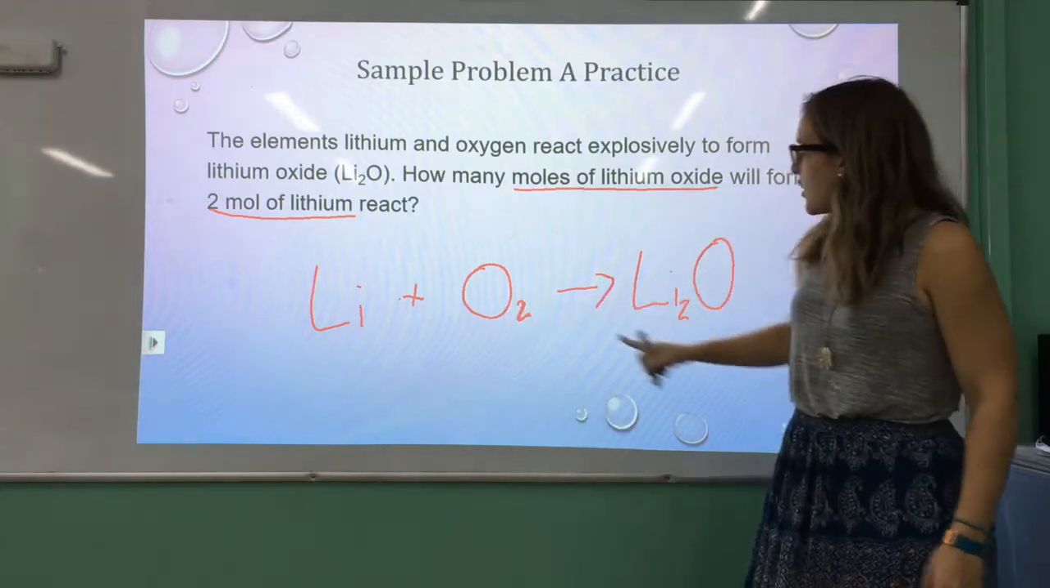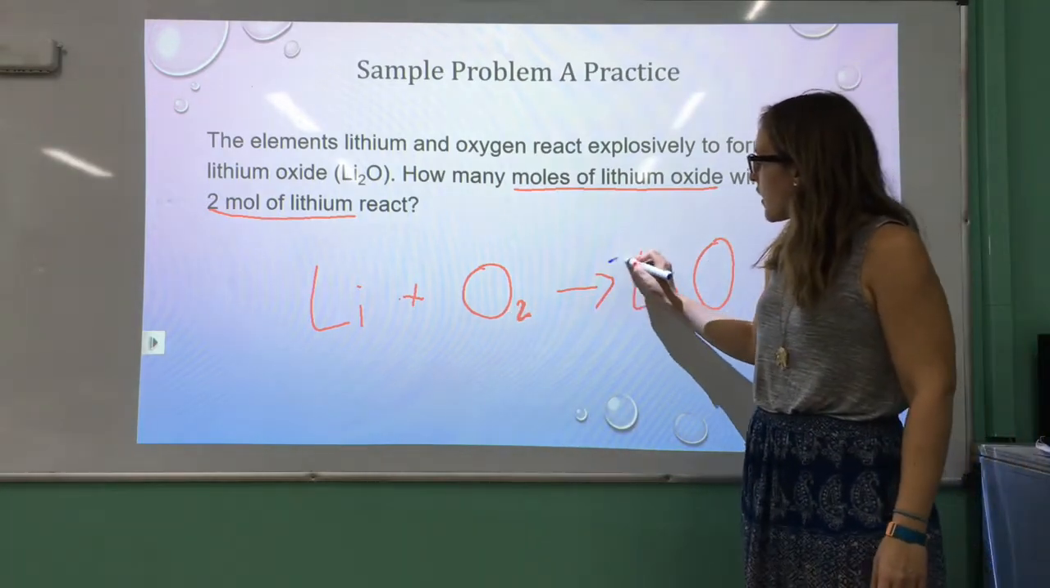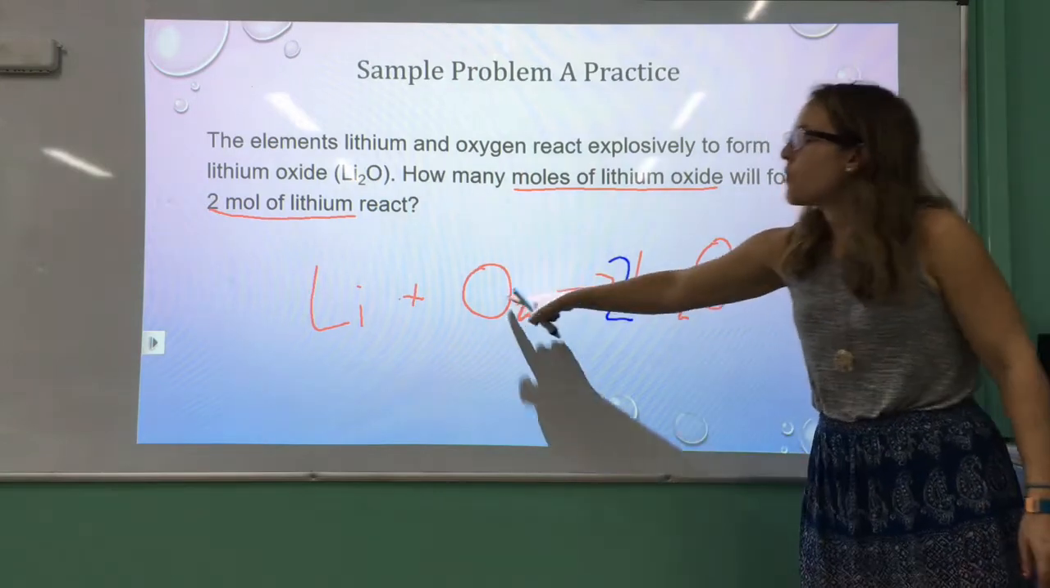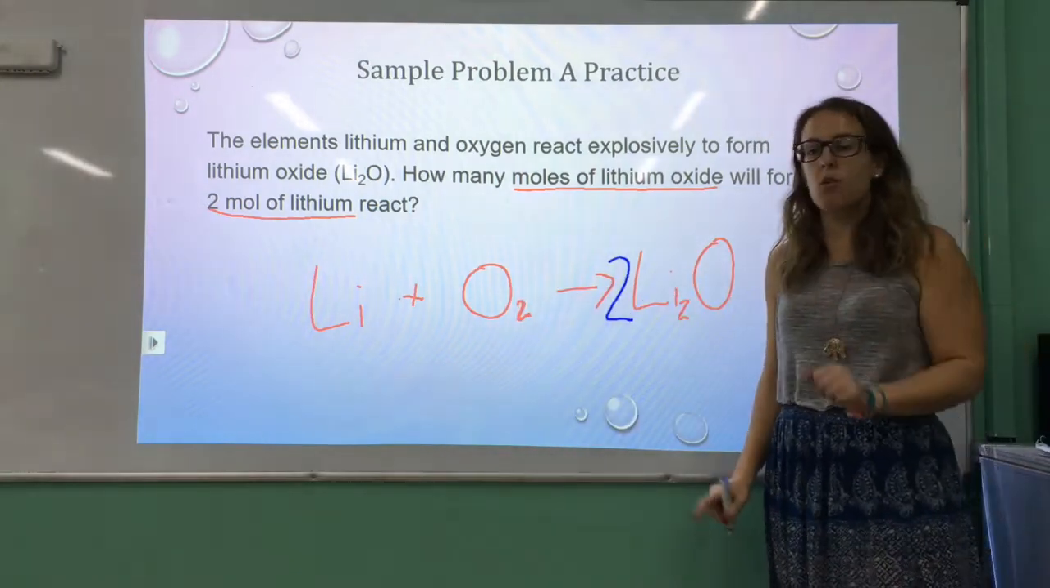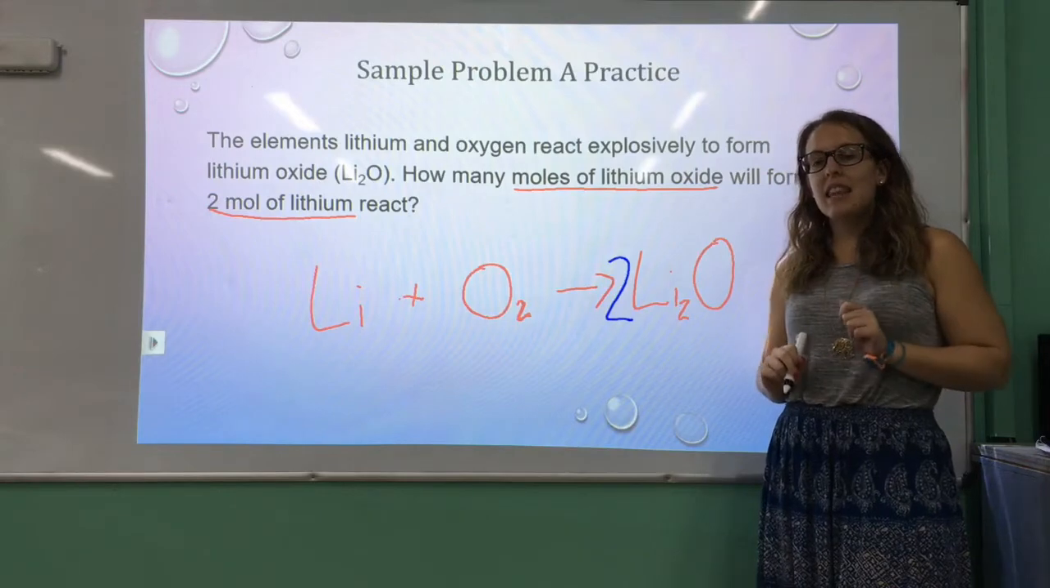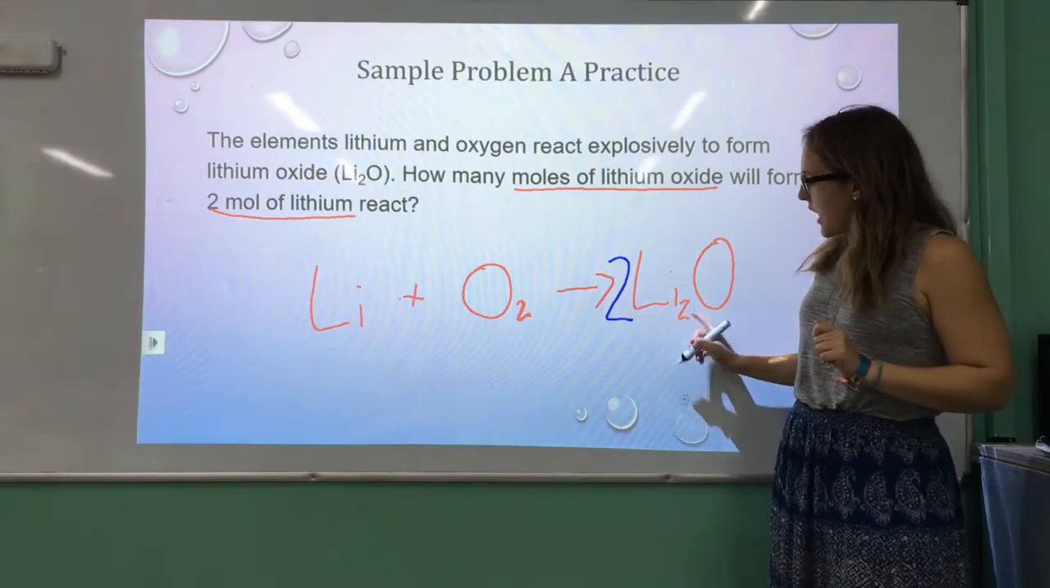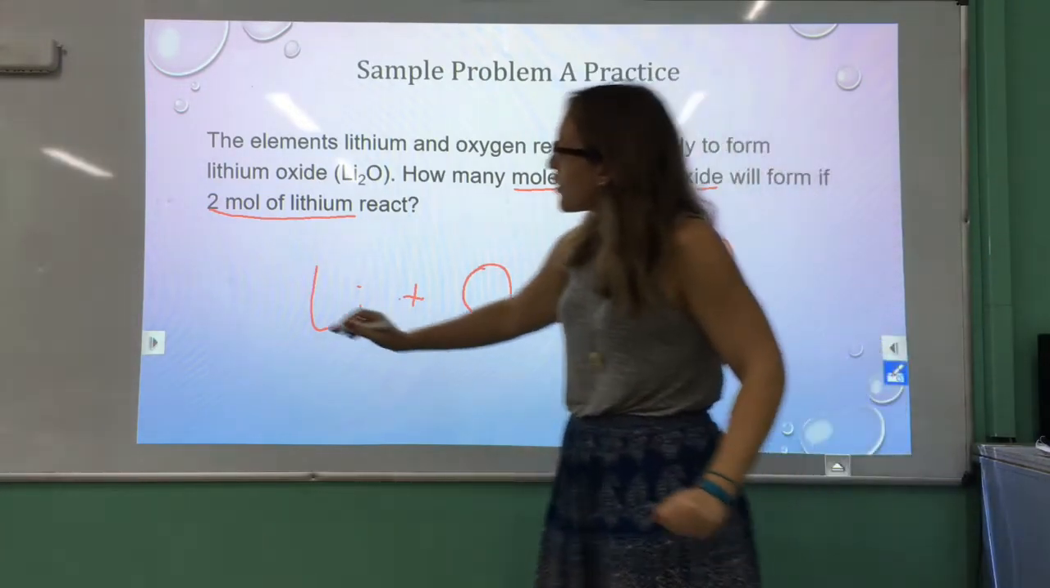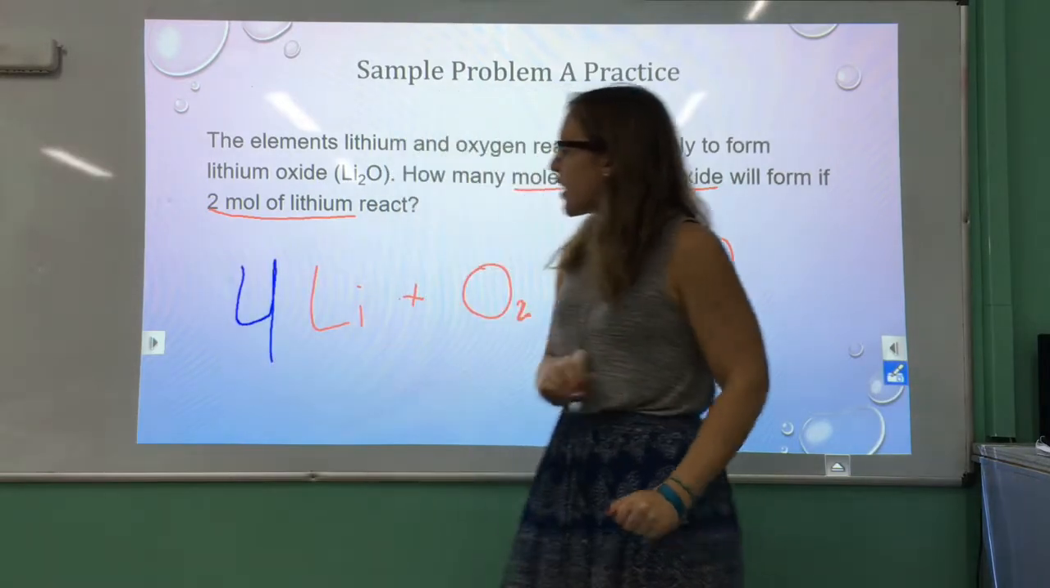First, oxygen, there's 2 over there. Let's put 2 here. All right, we have oxygen balanced, we have 2 on each side. Is lithium balanced? 2 times 2 gives us 4. So we need a 4 over here.